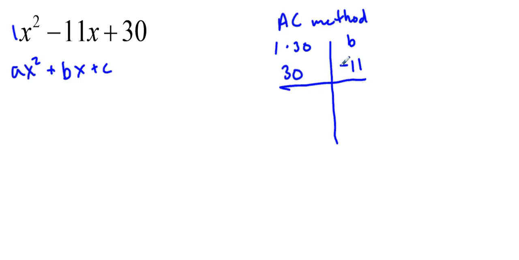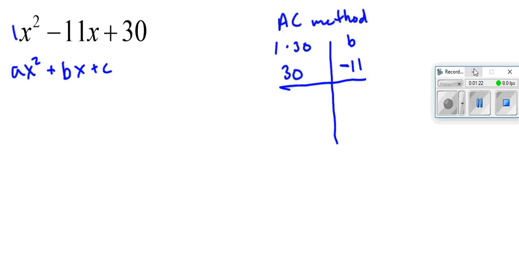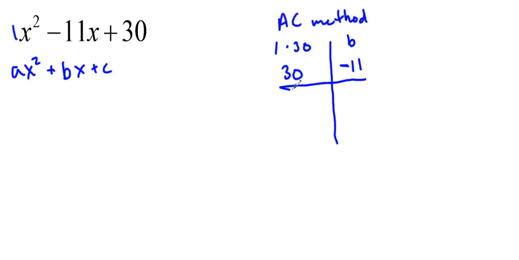Now, since we have a negative 11, we want to take the factors of this that add to negative 11. So once again, we have to add two negatives. Let's start off right here. Let's think of 30. Well, we have negative 30 times negative 1. That would be negative 30 plus negative 1, which gives us negative 31.